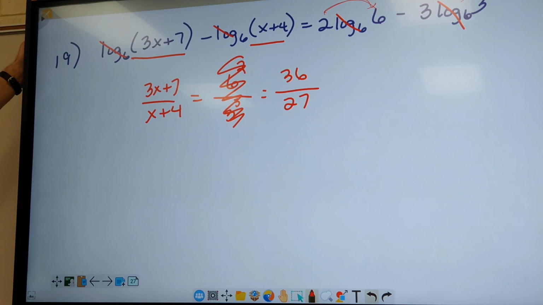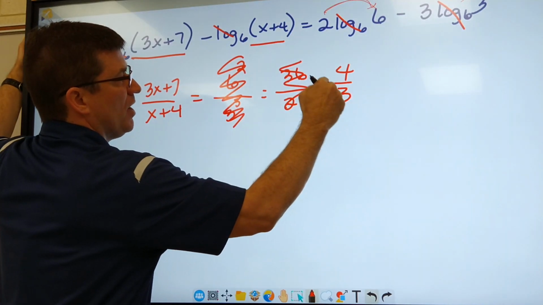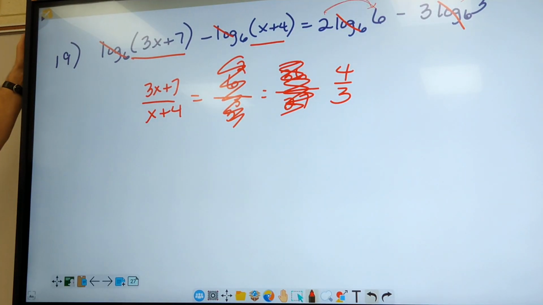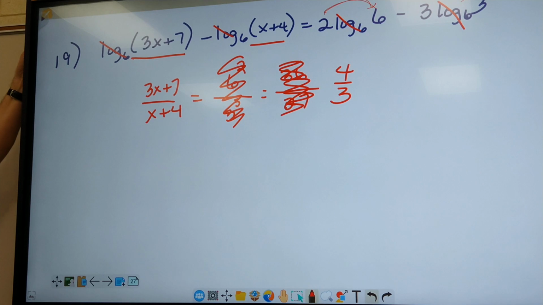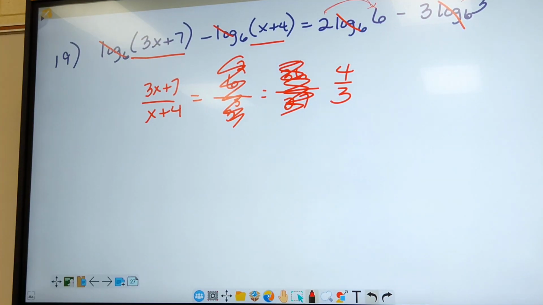Okay, so from here, you could cross multiply and start working it out. Is there anything I could do before that to make it easier? Yeah, divide both these by 9, so that'd be 4 over 3. Do you have to do that step? No, you don't. But it would make it easier. All right, I'm going to stop here and let y'all cross multiply and divide and see what you get.